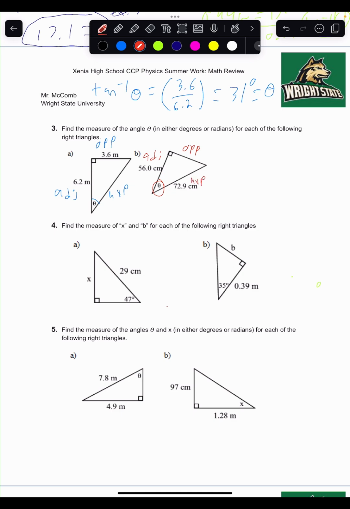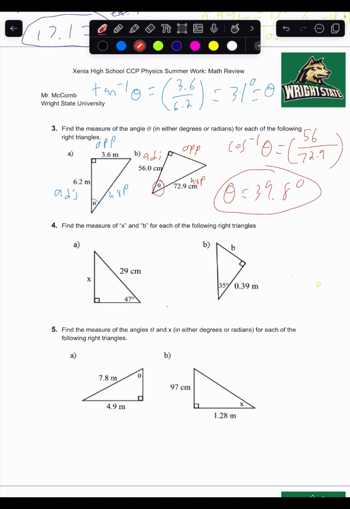So I have my hypotenuse, I have my adjacent. We're going to be using the trig function involving the adjacent and the hypotenuse, which is, of course, cosine. So I can say cosine to the negative first of theta equals adjacent over hypotenuse, which is 56 centimeters divided by 72.9 centimeters. I'm going to go second cosine, parentheses, 56 divided by 72.9, close parentheses, there we go, 39.8 degrees. Easy peasy, you'll love to see it.